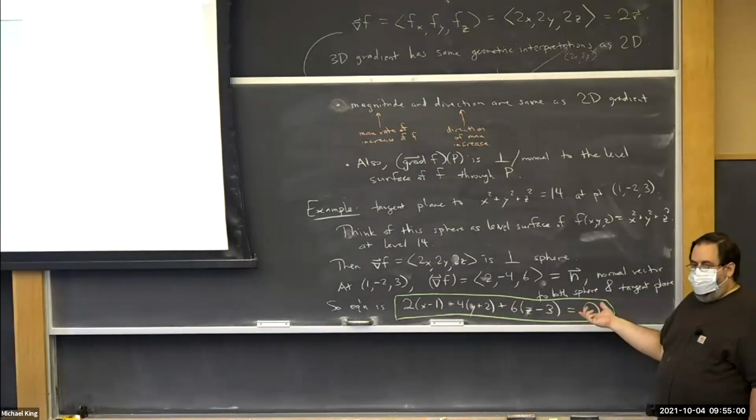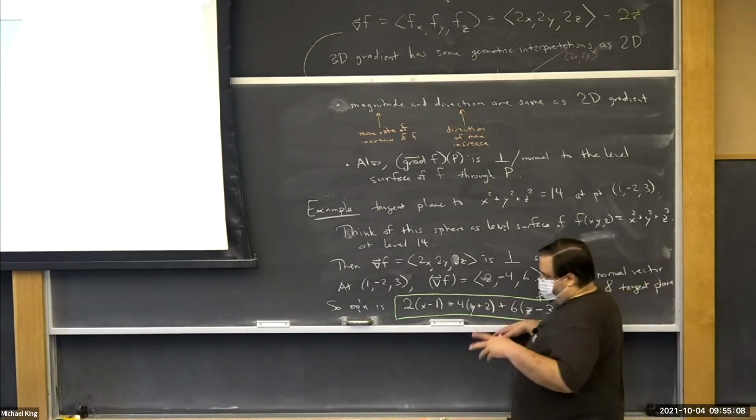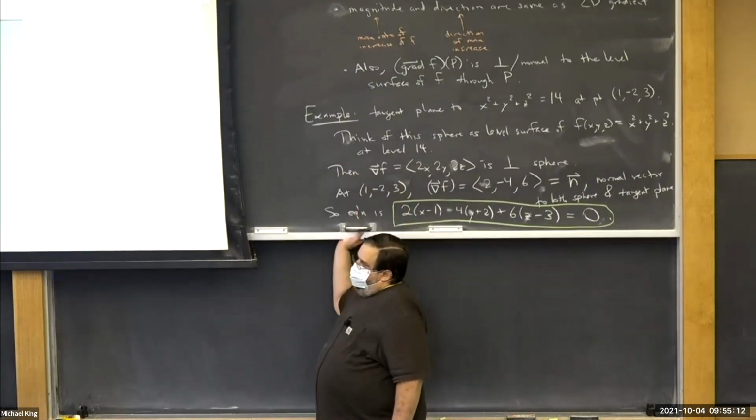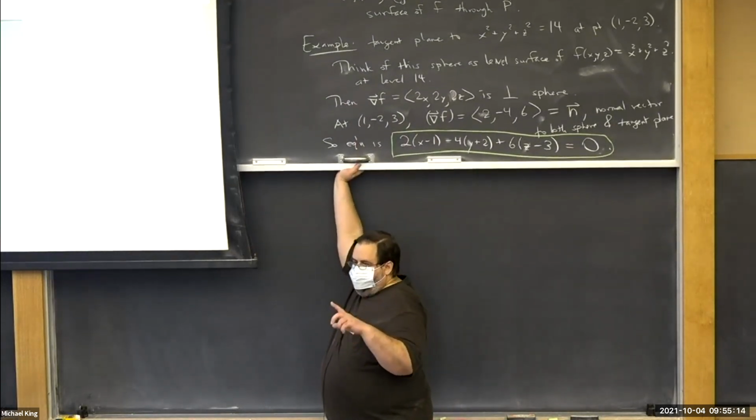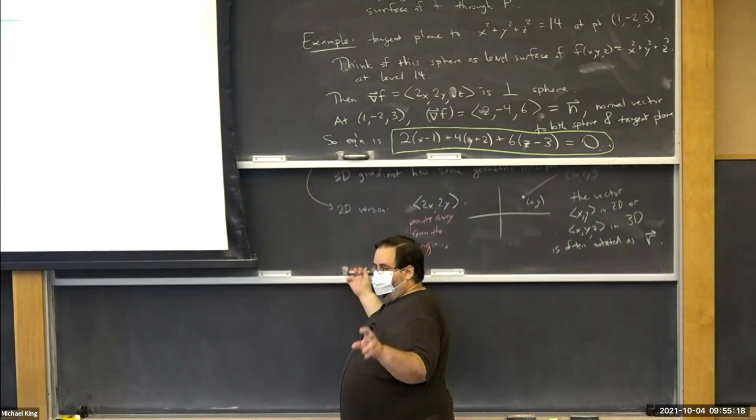Take the gradient, get the normal vector, and then write down the tangent plane. Same idea. It's funny, because I taught you that tangent plane equation, or you learned the tangent plane equation: z minus z naught equals partial x times x minus x naught plus partial y times y minus y naught.